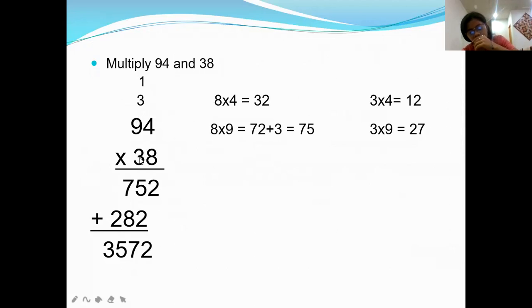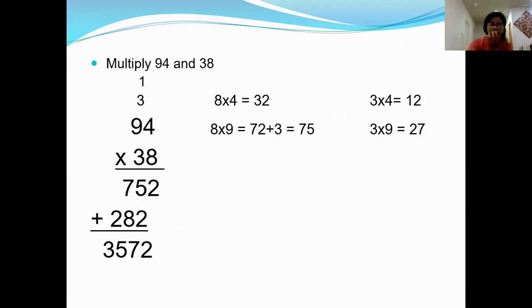Again, since we are going to multiply our tens place, our answer we are going to write below the tens place. Okay, since 5 is in the tens place, we are going to write our answer here. So 3 times 4 is 12, write 2 here and carry 1. Then 3 times 9 is 27, plus 1 is 28. Then we are going to add, bring down 2, then 5 plus 2 is 7, 8 plus 7 is 15, bring down 5, carry 1 here, then 1 plus 2 is 3.